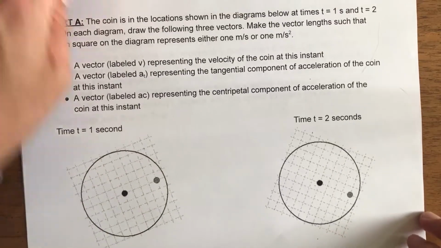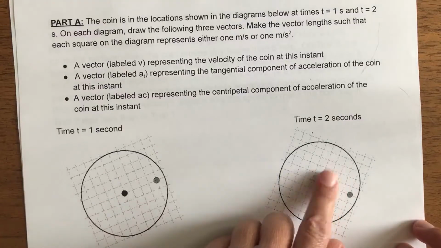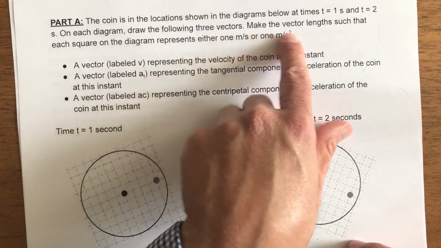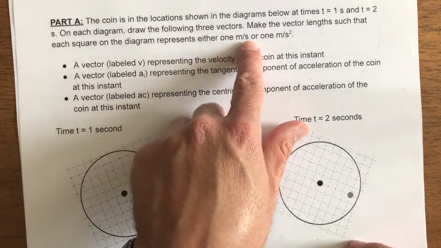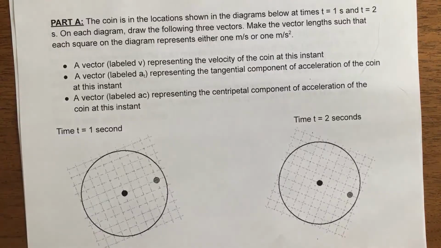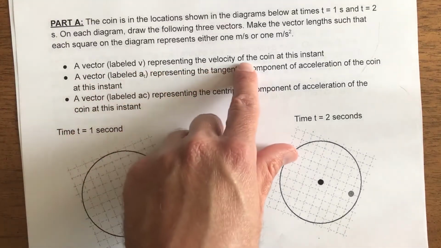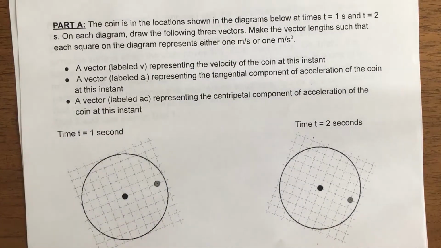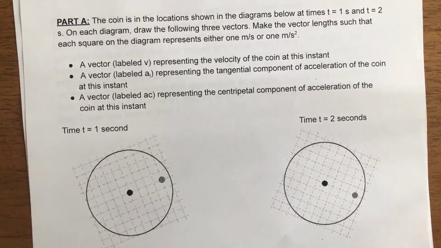It says the coin is in the location shown in the diagrams at t equals 1 second and t equals 2 seconds in each diagram. Draw the following 3 vectors. Make the vector lengths such that each square in the diagram represents either 1 meter per second or 1 meter per second squared. So first off, we're going to need a vector labeled v, representing the velocity of the coin at this instant. I'm going to do that for both of these actually, and then go back and do each of these for both times there.